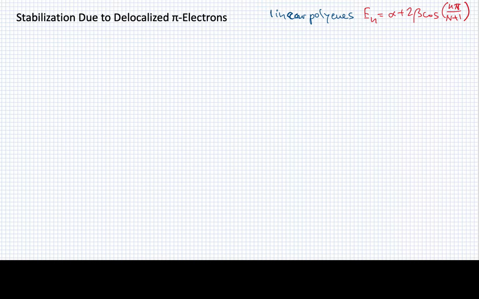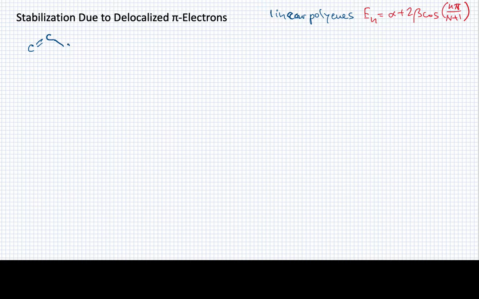One of the interesting things we can examine using the Huckel method is the energy stabilization that one gets from having a conjugated pi system as opposed to one that's not conjugated. Now, how would we get a handle on this? Well, first of all, let's draw what a conjugated pi system looks like.